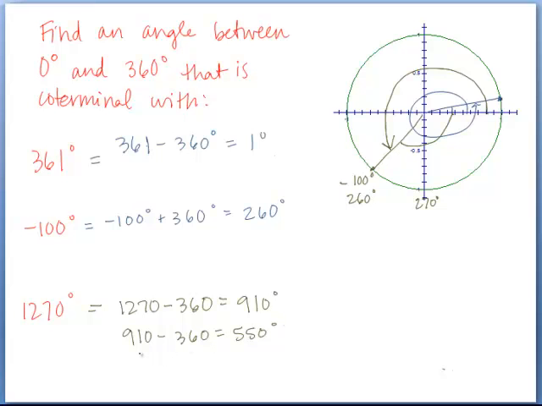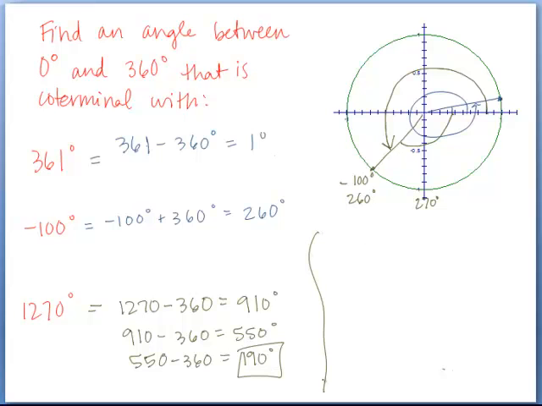So we have to subtract 360 again. 550 minus 360 gives us 190. And 190 is between 0 and 360. So 190 is our angle that is coterminal with 1270.